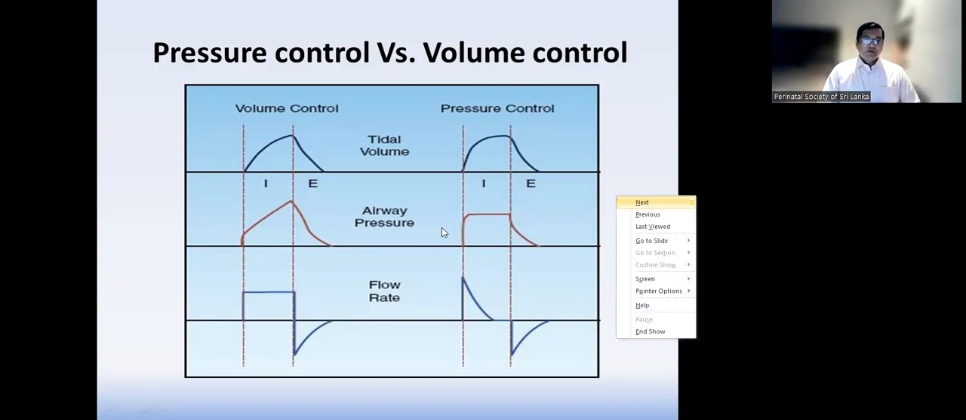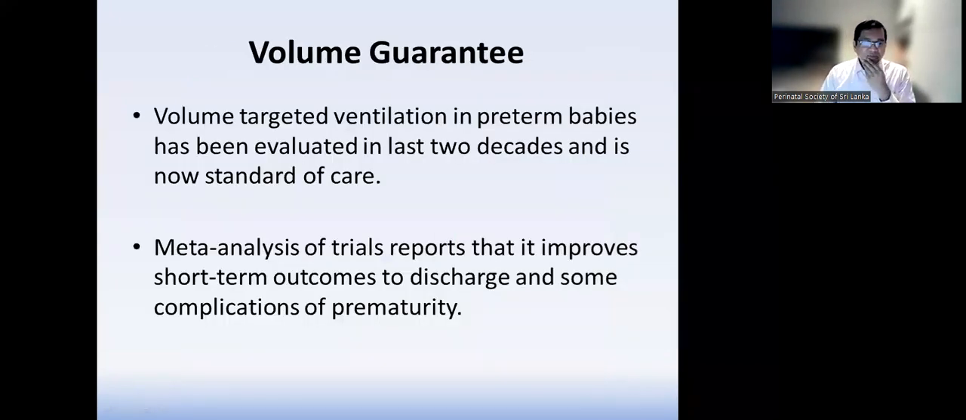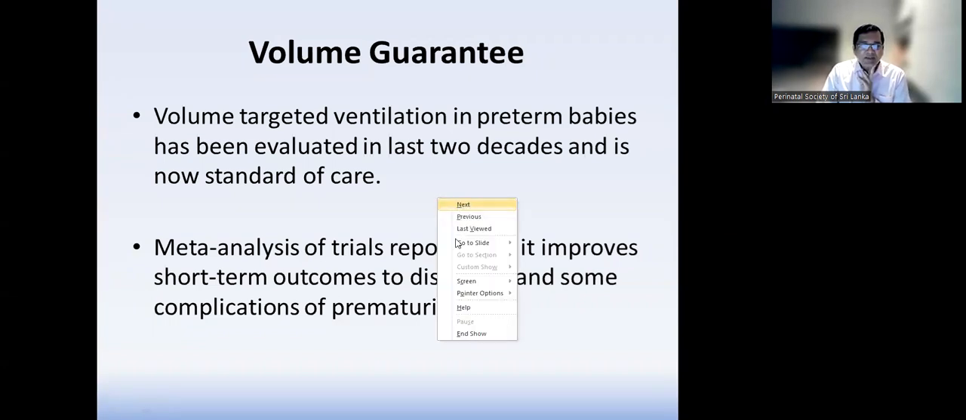Right. So volume guarantee ventilation in preterm babies has been evaluated in the last two decades and is now standard of care. We also have to start doing this. So meta-analysis of trials reports that it improves short-term outcomes to discharge and some complications of prematurity. So I will come to that in a minute.